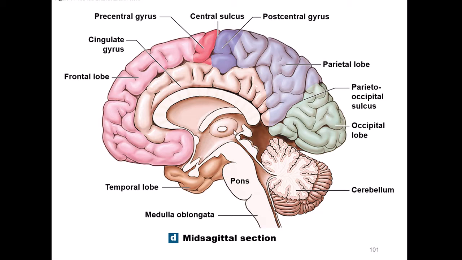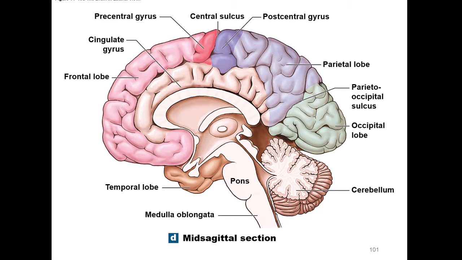Okay, so again, the main thing I want you to walk away with right now is that the thalamus is a relay station. As sensory information comes up, it goes to the thalamus, and then the thalamus relays it to the appropriate lobes for interpretation.